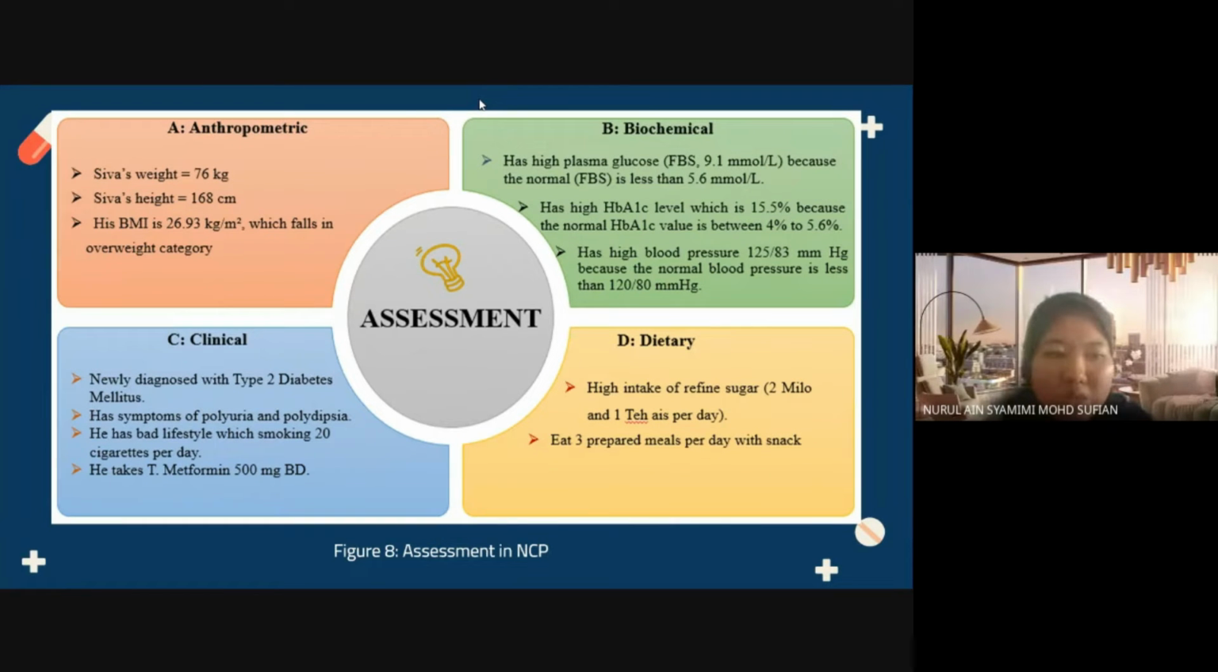For the clinical, he is newly diagnosed with type 2 diabetes mellitus with symptoms of polyuria and polydipsia, and has a bad lifestyle, which is smoking 20 cigarettes per day. He takes metformin 500 milligram bid. For dietary, he has intake of refined sugar, and eats 3 prepared meals per day with snack. Next.